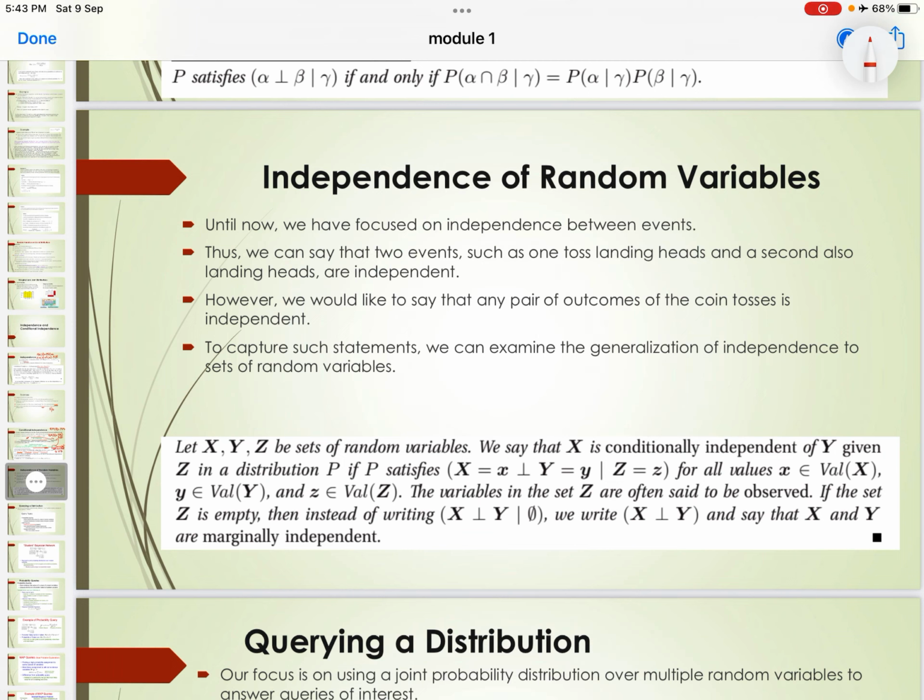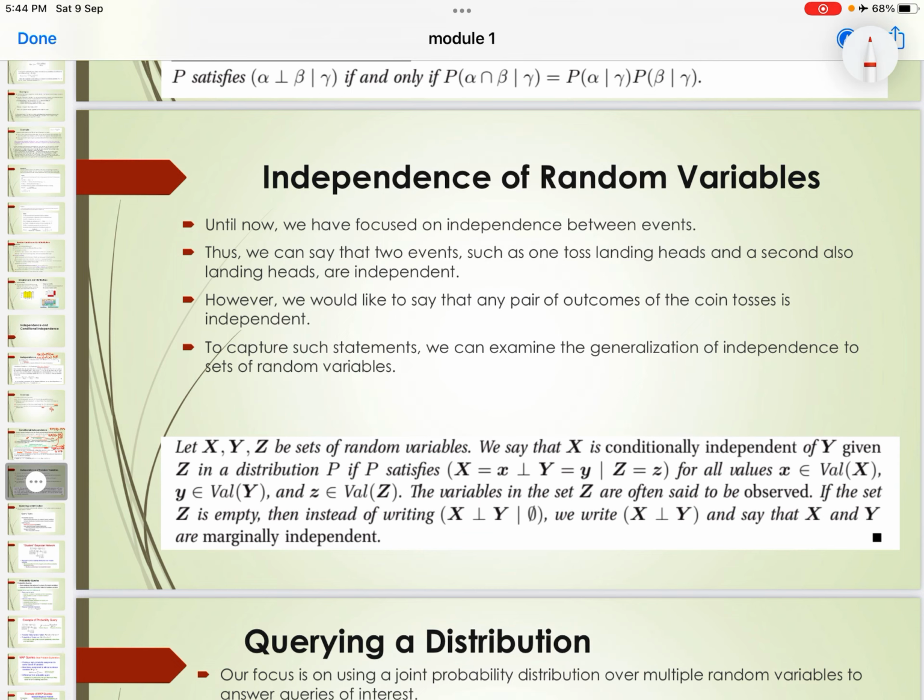Independence of random variables. Until now we have focused on independence between events. Thus we say that two events, such as one toss landing heads and a second also landing heads, are independent. However, we would like to say that any pair of outcomes of coin tosses is independent. To capture such statements, we can examine the generalization of independence to a set of random variables. So let X, Y, Z be a set of random variables.